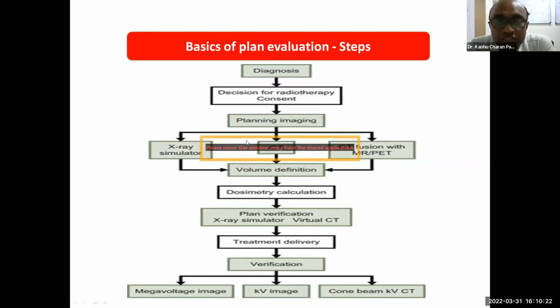If you see the basic steps of plan evaluation, first we have to diagnose the disease. After diagnosis, we have to take the consent. Then planning imaging: X-ray, CT, or MRI according to the availability in your setting. Then volume definition, dosimetry calculation, plan evaluation, plan verification by X-ray simulator or virtual CT, treatment delivery, and verification, either by megavoltage image, kV image, or cone beam CT.